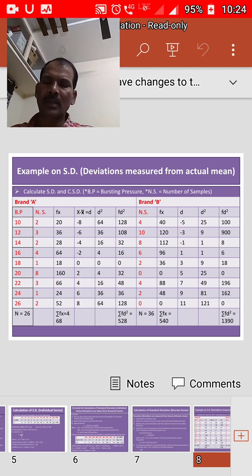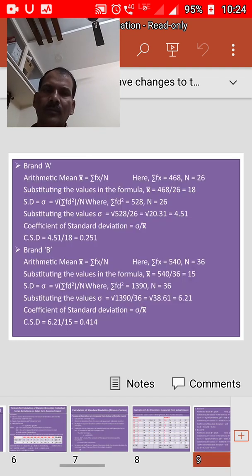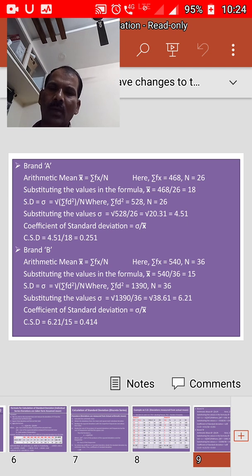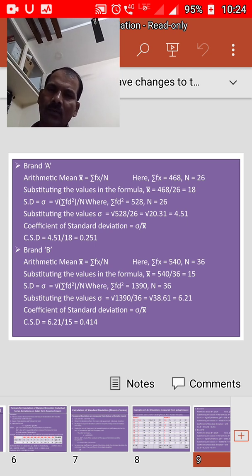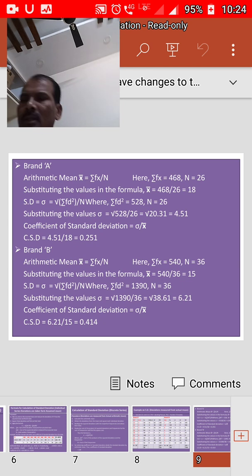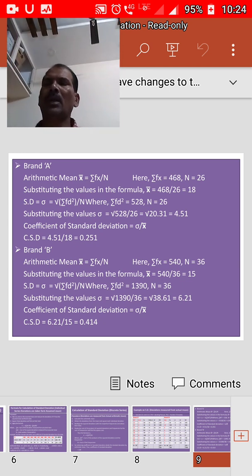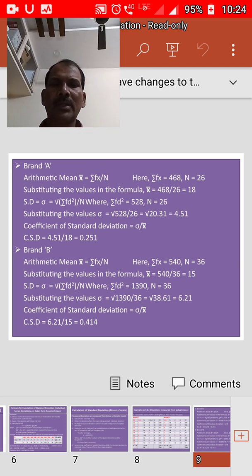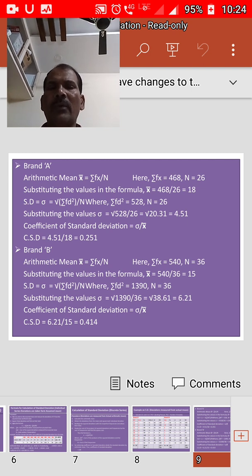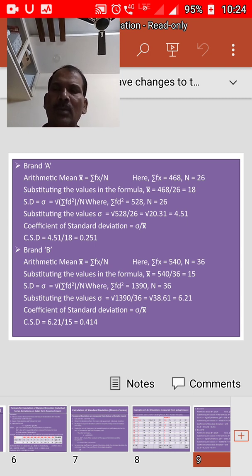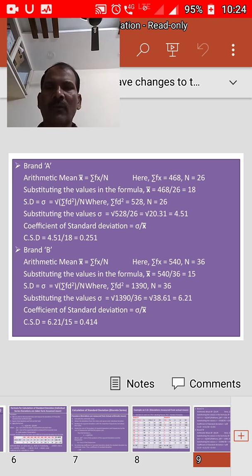We know that standard deviation is equal to the square root of sigma fd square by n, where sigma fd square is equal to 1390 and n is equal to 36. You will get 6.21 as standard deviation. Now we need to calculate the coefficient of standard deviation from standard deviation and mean, that is small sigma by x bar, standard deviation by arithmetic mean. Standard deviation is 6.21 by 15, which is equal to 0.414.